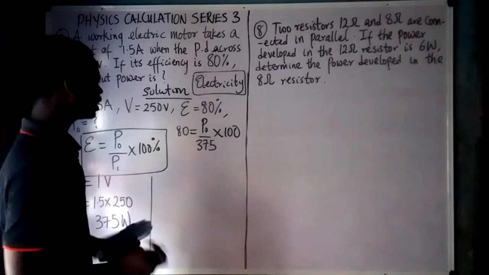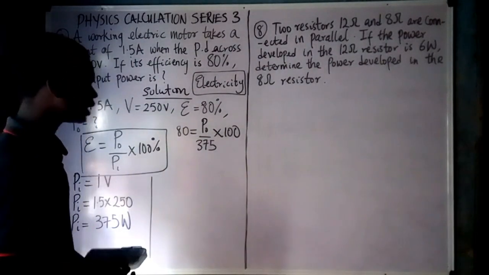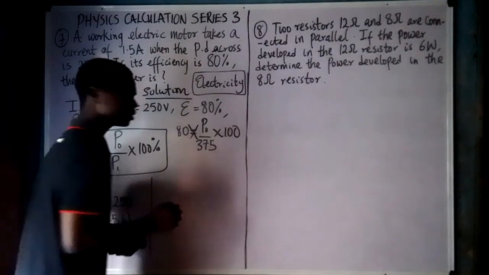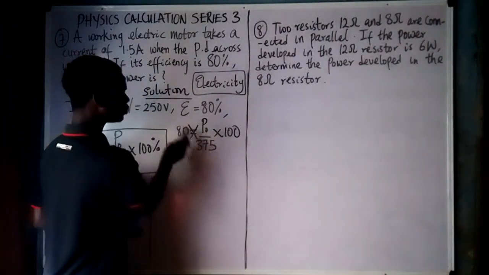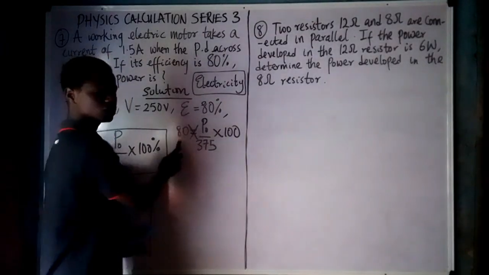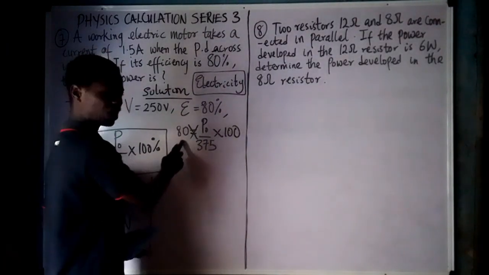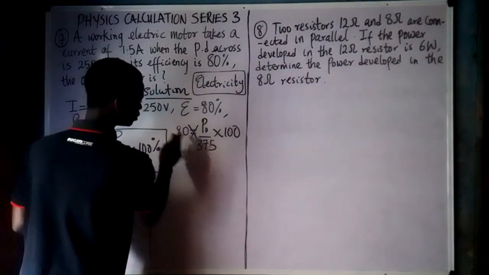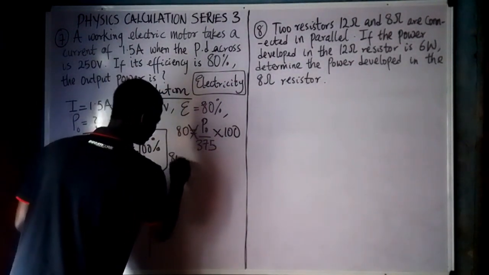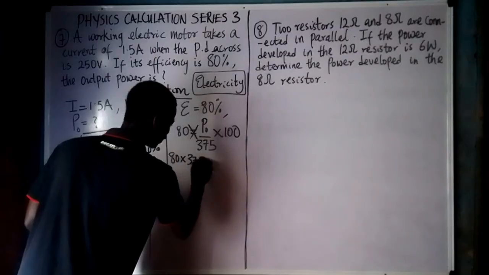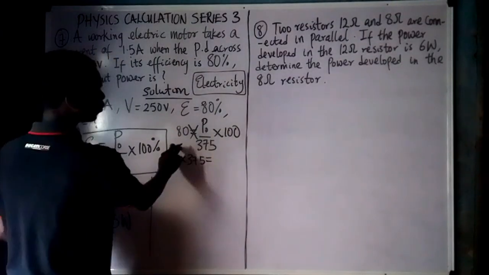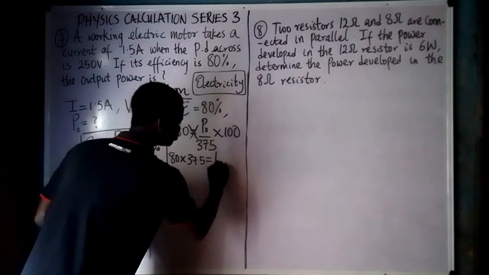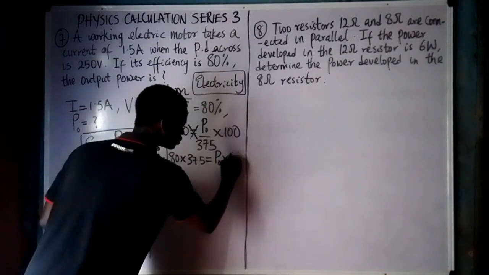Now let's solve this further from here. How do we do that? We can choose to cross multiply. The denominator we multiply by the numerator here, then the imaginary denominator, which is 1, we multiply by the numerator here. So it will now be, watch out, 80 times 375 equals 1 times all of this, which is P subscript 0 times 100.